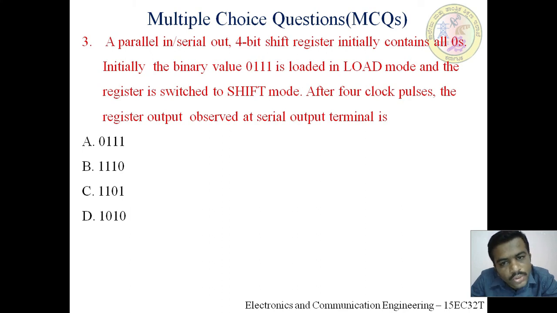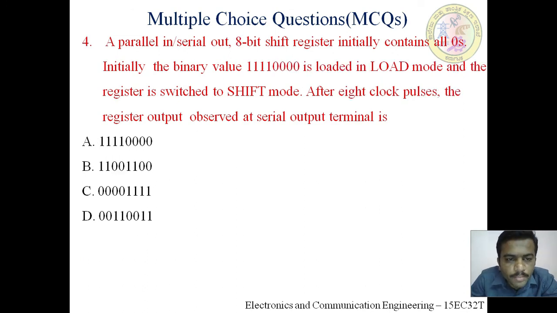After the fourth clock pulse, the MSB, that is binary 0, will shift out of the shift register. After 4 clock pulses, the value shifted out of the shift register will be 1110. The answer for this question is B, 1110.